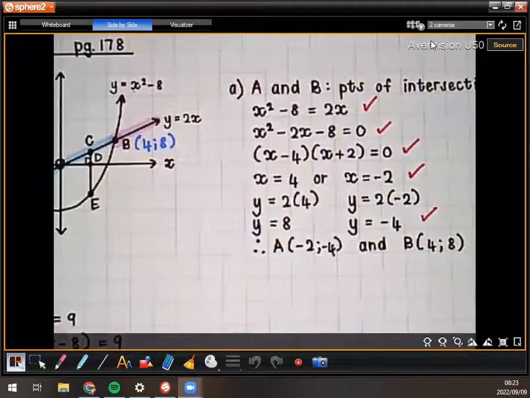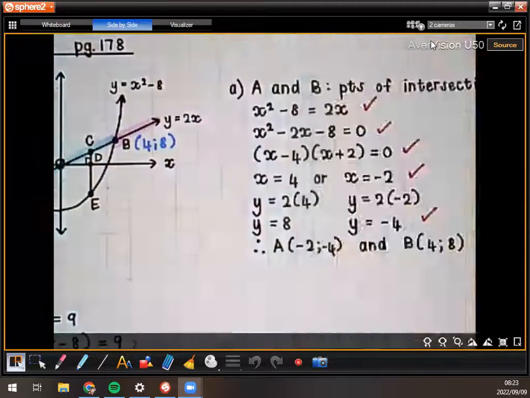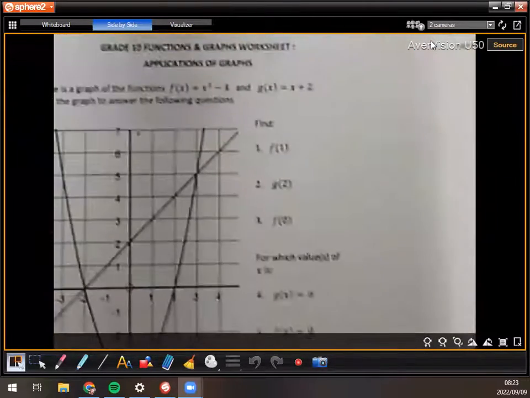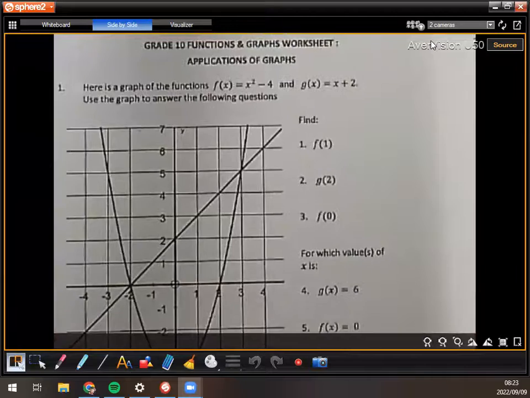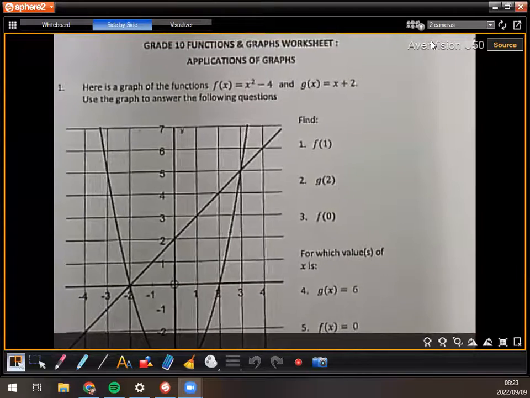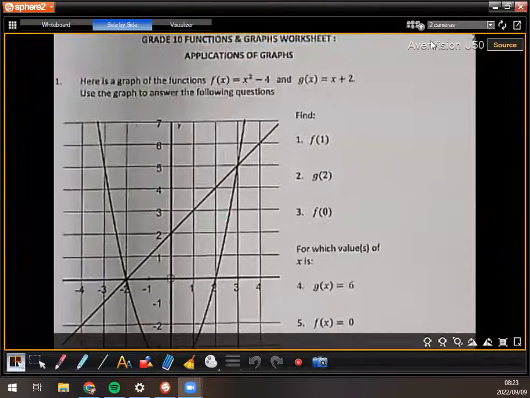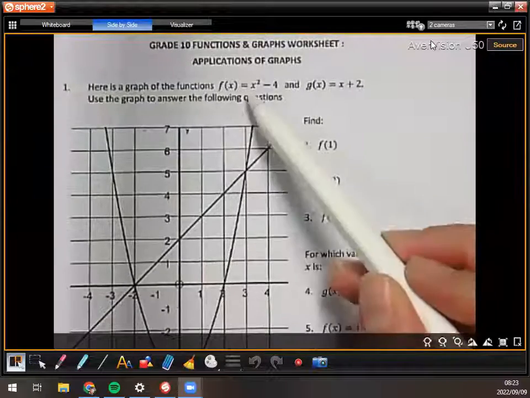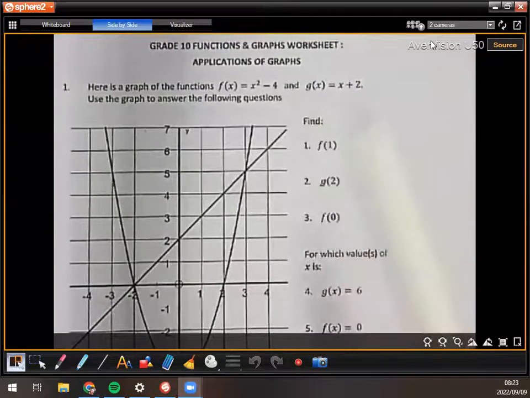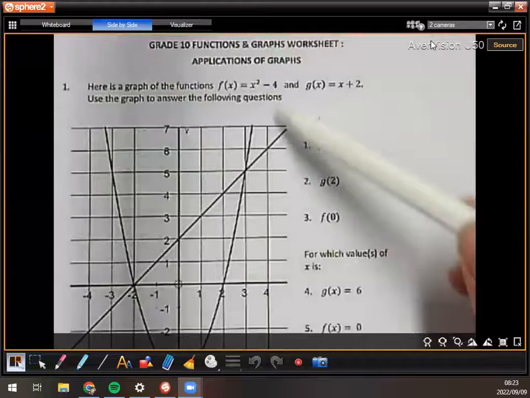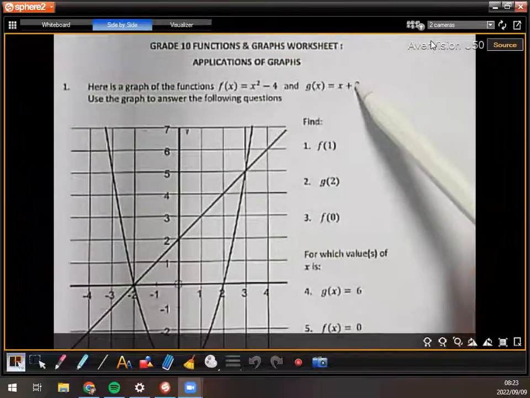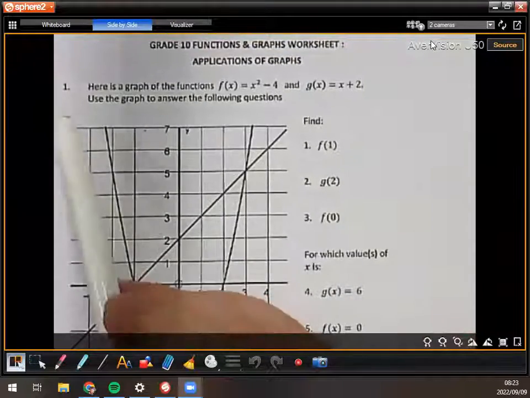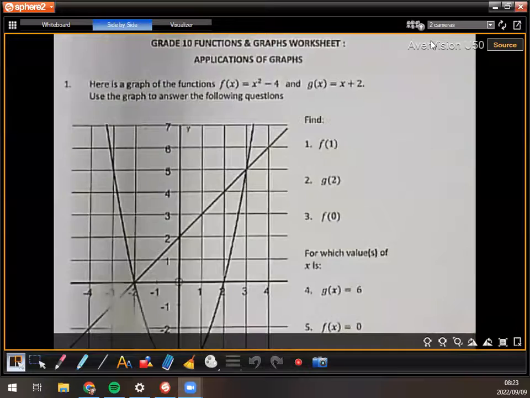All right, guys, I just quickly want to talk about the first few questions there. I think we did discuss function notation when we did trig graphs, but I'm not sure if we did questions like this specifically. So they're saying, here is a graph of the functions f of x, which is x squared minus 4, which is the parabola, right? And g of x, which is x plus 2, which is the straight line. Use the graph to answer the following questions.